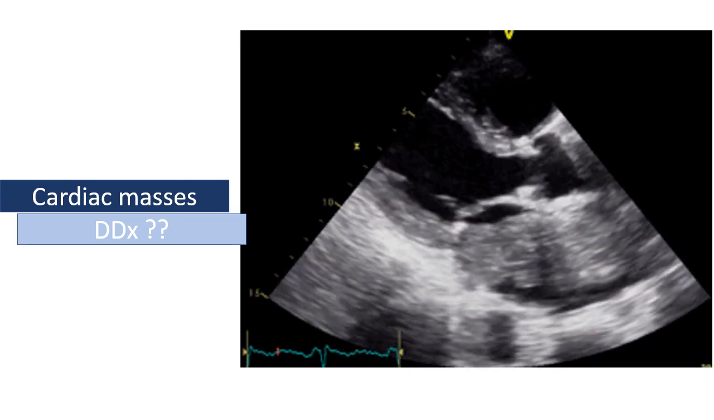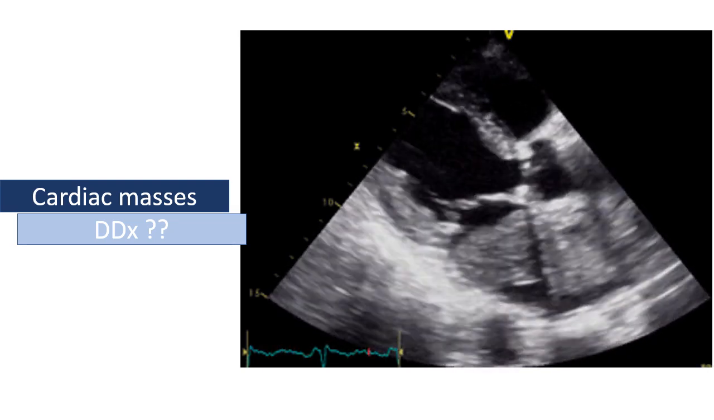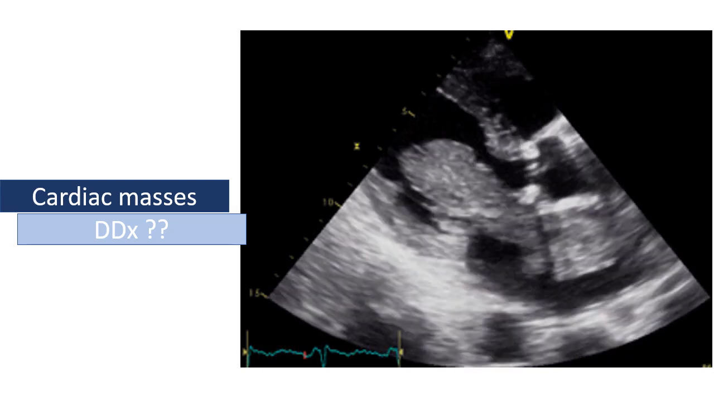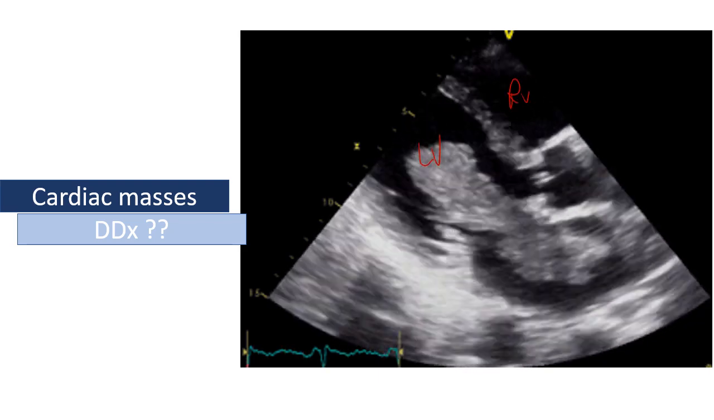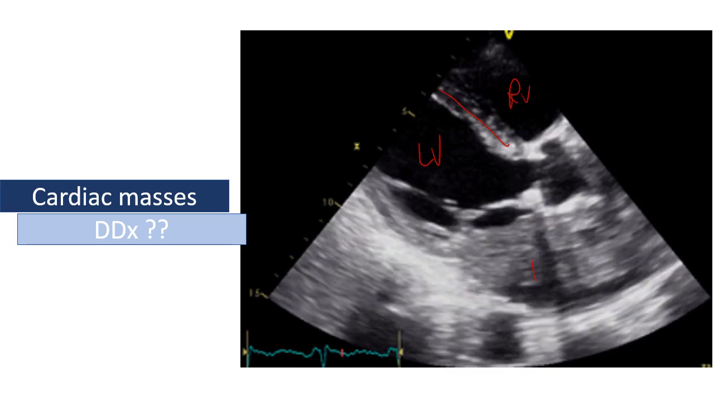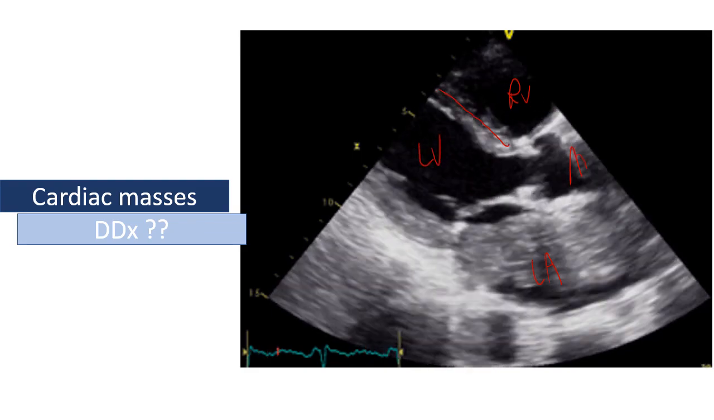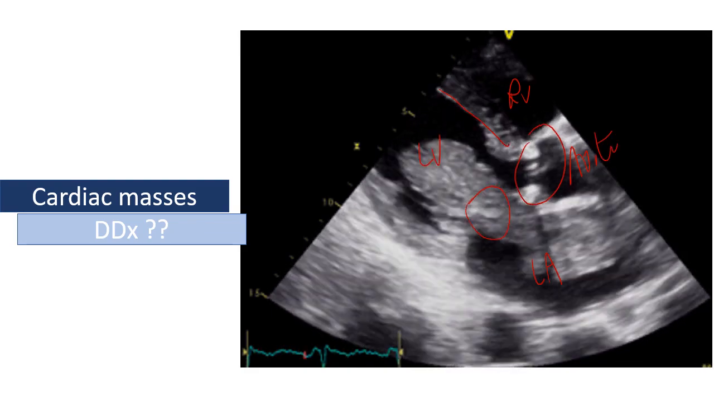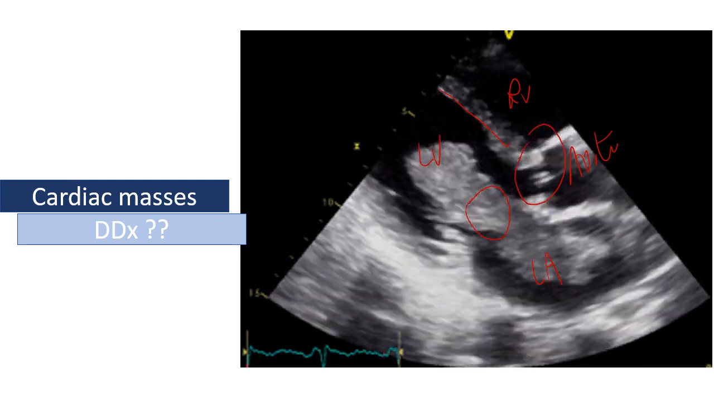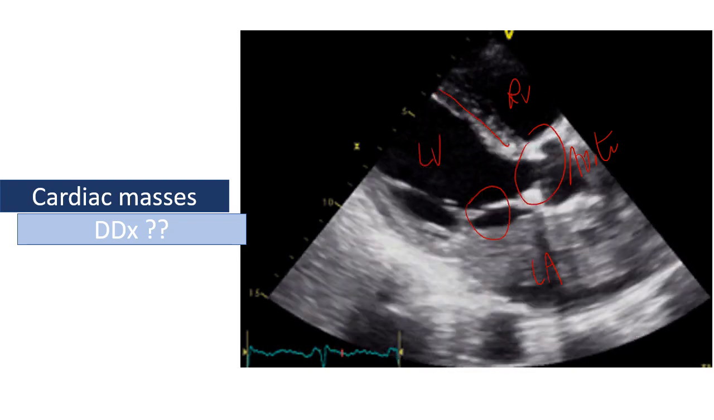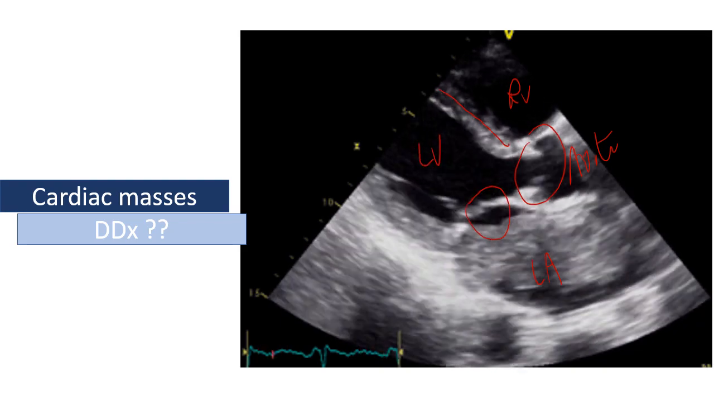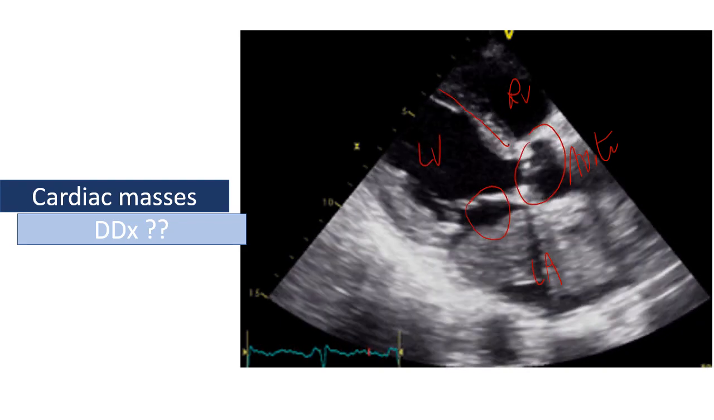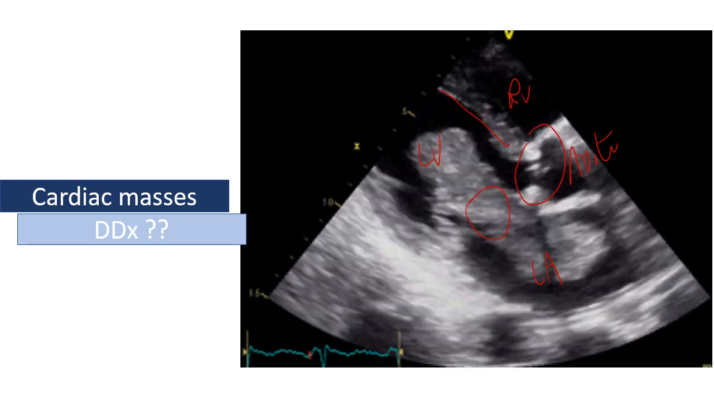So what is this view? If you remember, this is the long parasternal view. This is the LV, this is the RV, this is the interventricular septum, this is the left atrium, and this is the aorta. This is the aortic valve, and this is the mitral valve. And what you can observe here is the presence of a huge mass. This huge mass is going through the mitral valve, and it's very easy to diagnose.